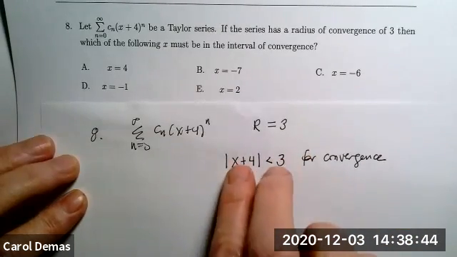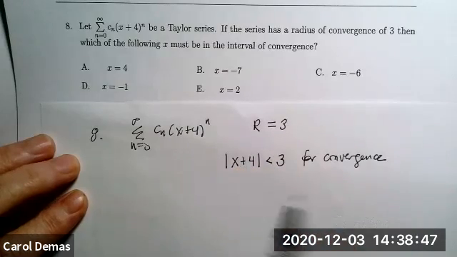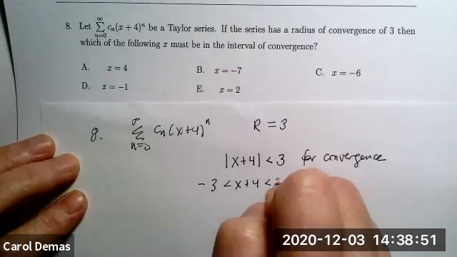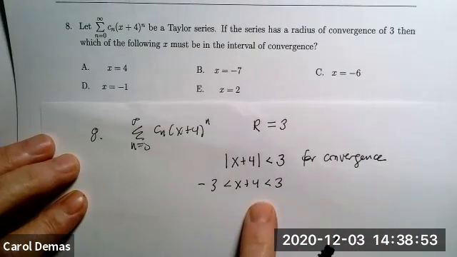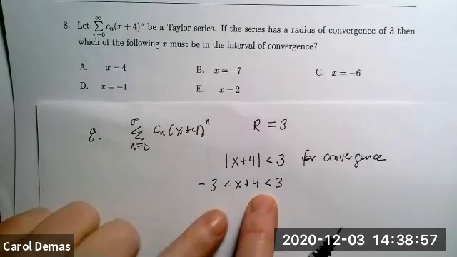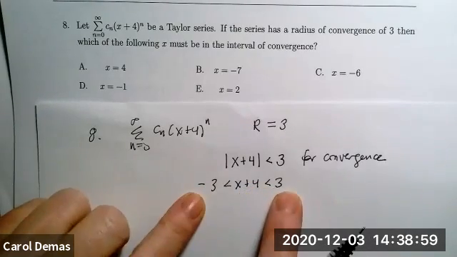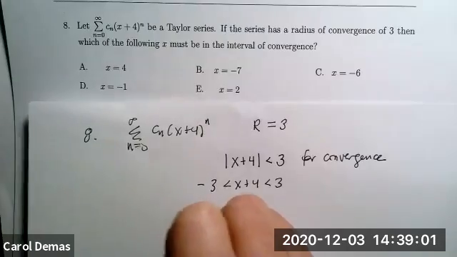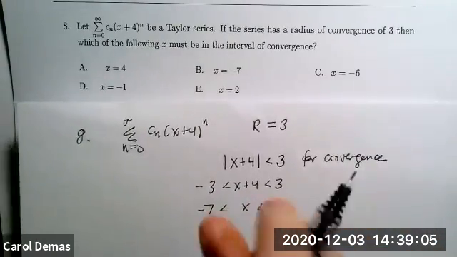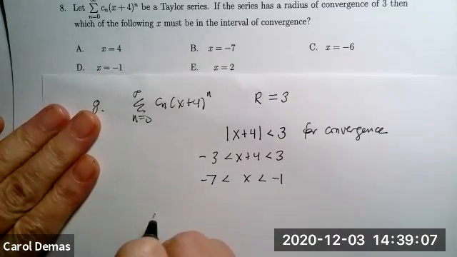All right, we can turn this into a 3-way inequality. I can write this as -3 is less than x plus 4 is less than 3. And I can subtract 4 from all 3 pieces of the 3-way inequality to get that -7 is less than x is less than 1. All right, now let's draw this on the number line.